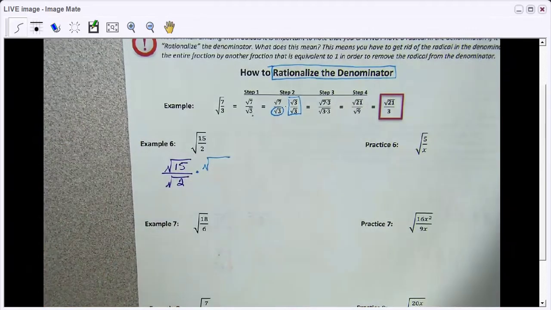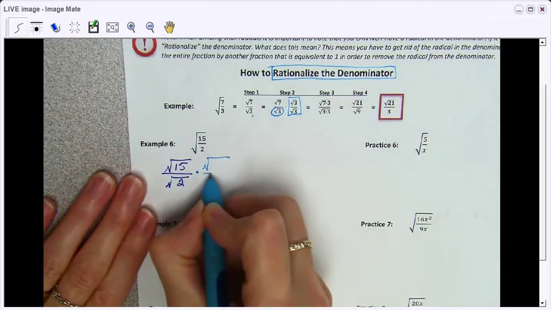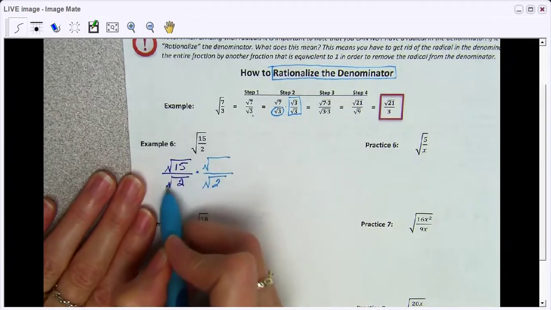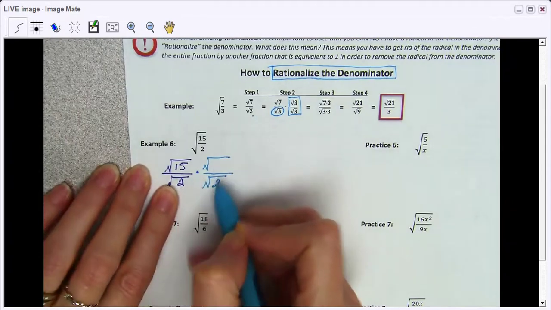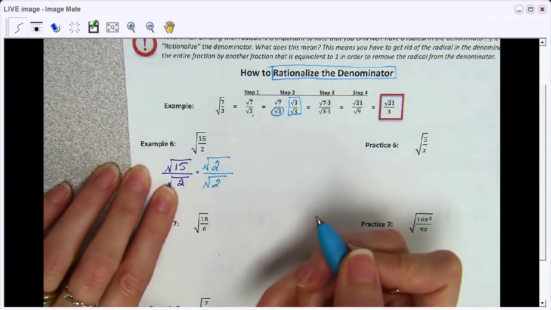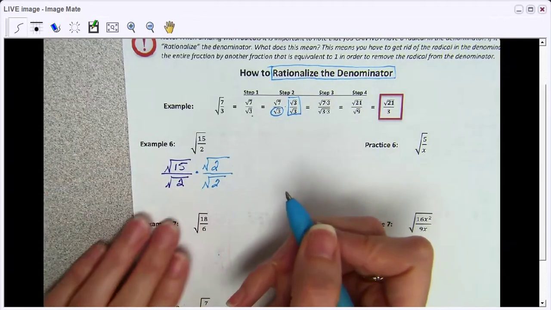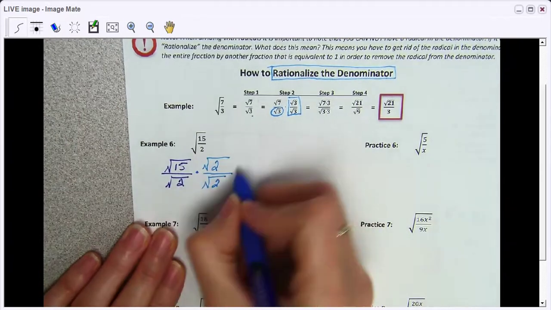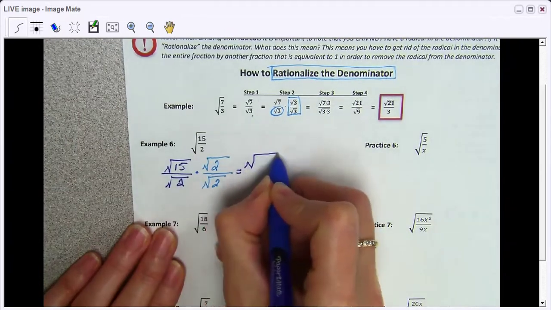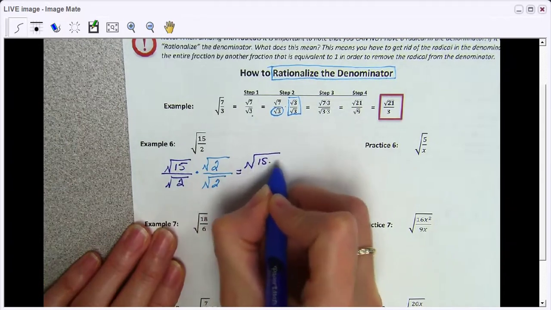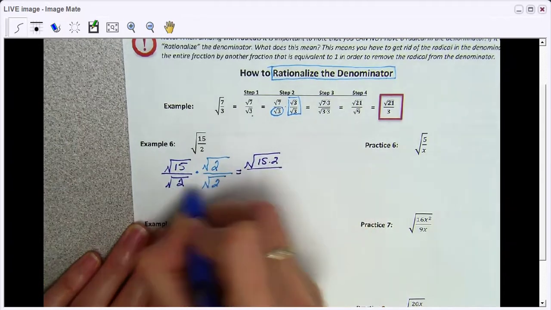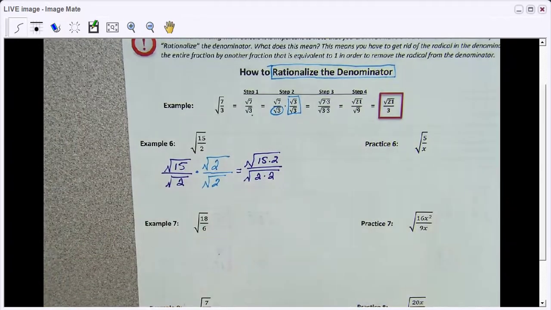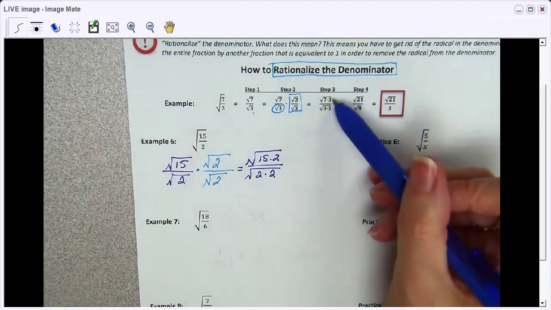We're going to multiply the square root of 2. Here, we're taking this and we're going to multiply the top and the bottom. So what we get is, remember with fractions, you just multiply straight across. So here we get the square root of 15 times the square root of 2. And here we get the square root of 2 times the square root of 2, which is what they did up here.